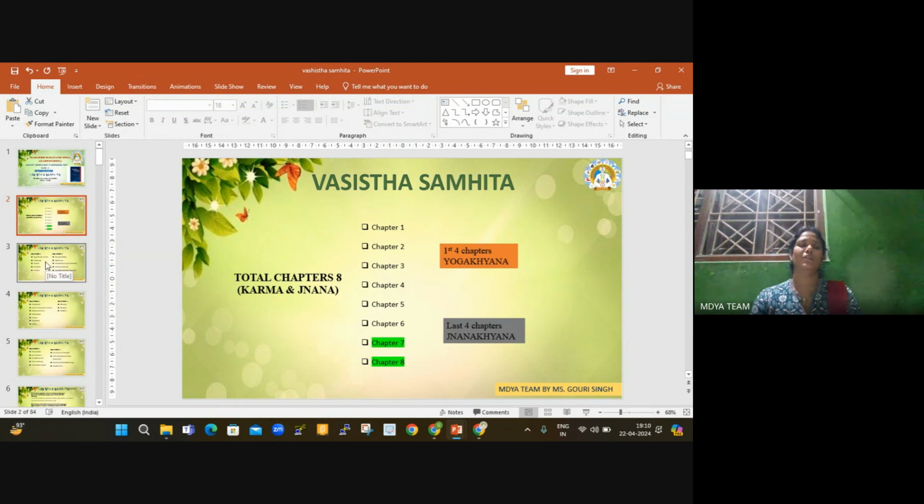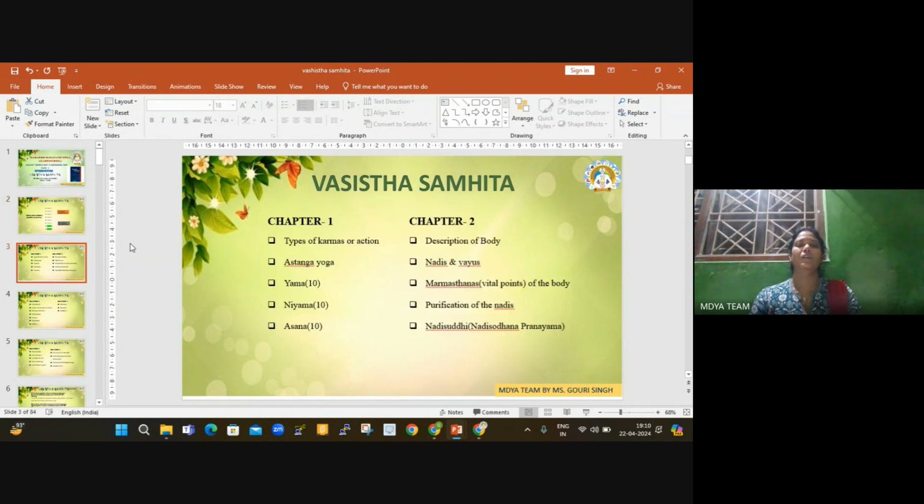So what are we covering in chapter one? It is saying that there are types of karmas or actions. Ashtanga yoga is also discussed by Vasistha. Here the main characters are two persons: one is Sakti, and the other is Vasistha. Sakti is the son and disciple of Vasistha, who questions Vasistha, and Vasistha gives the answers to all the questions one by one.